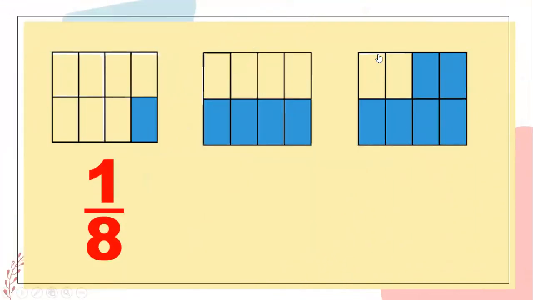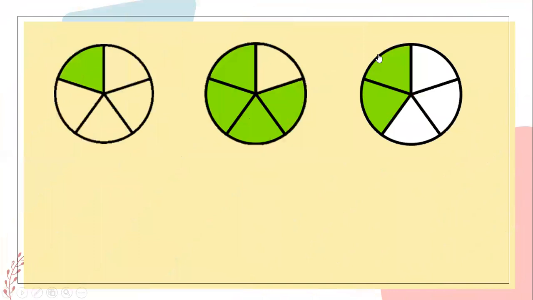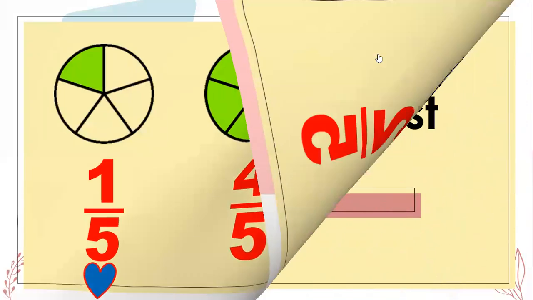How about this? 1/8, 4/8, and 6/8. What is the smallest fraction? The smallest fraction is 1/8. Now, this one, 1/5, 4/5, and 2/5. What is the smallest fraction? The correct answer is 1/5. This is the smallest fraction.